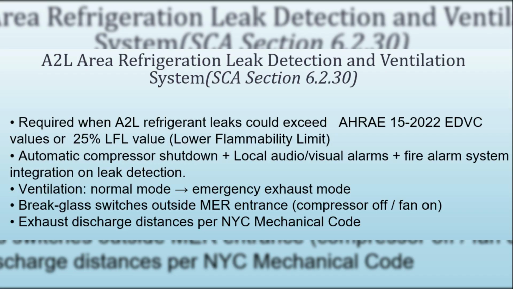Ventilation must shift from normal operation to emergency exhaust to dilute and remove leaked refrigerant. Break glass switches, mounted outside the room, give staff a way to immediately stop compressors or activate fans if needed. Finally, all exhaust discharge points must follow NYC mechanical code clearances, keeping refrigerant away from intakes, doors, and stairs. Together, these measures ensure compliance with ASHRAE 15-2022 and NYC codes, while maintaining safety in schools that use A2L refrigerants.